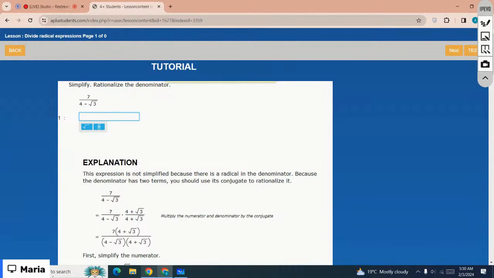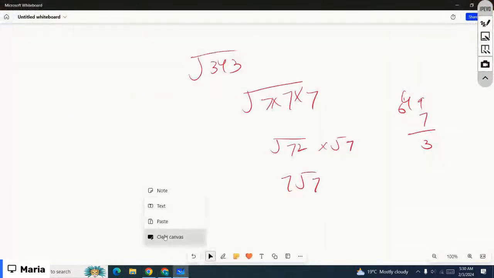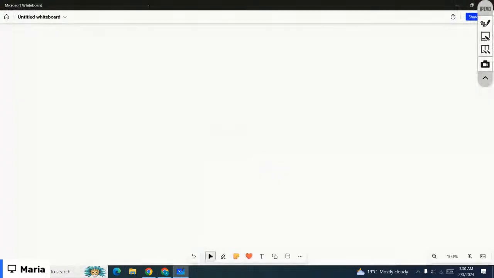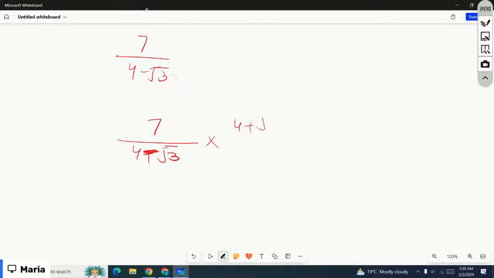7 over 4 minus square root 3. You have to remove the square root from the denominator, right? So you have to rationalize. Rationalize means you need to multiply and divide with the conjugate. The expression is 4 minus square root 3, and the conjugate is 4 plus square root 3. You need to multiply and divide with the conjugate, right? This way you can remove the radical from the denominator.